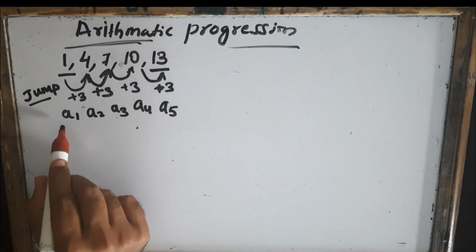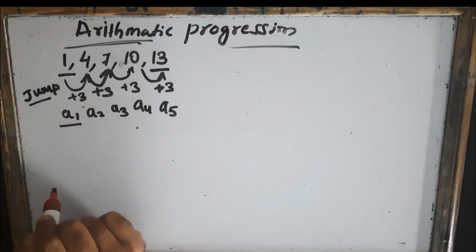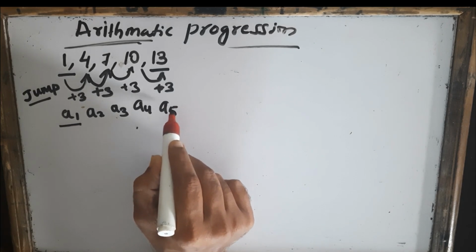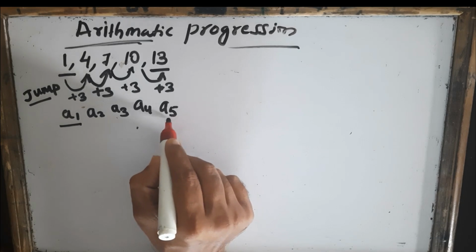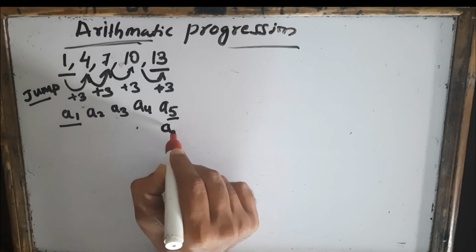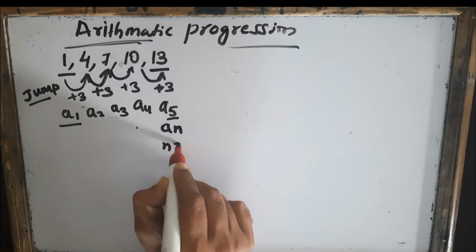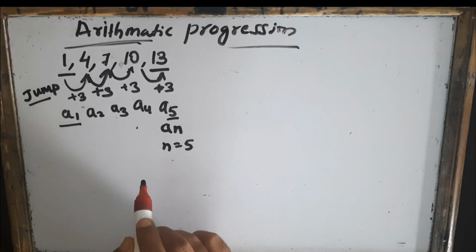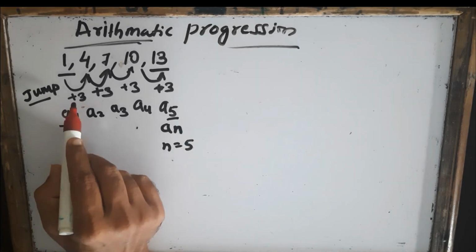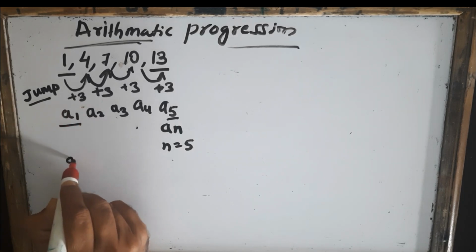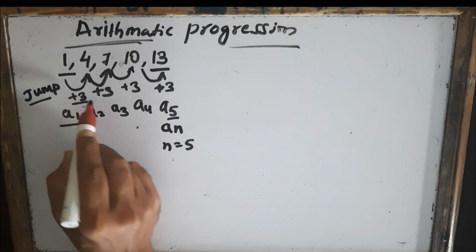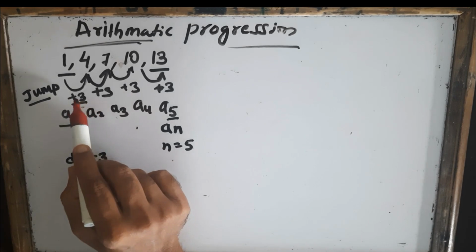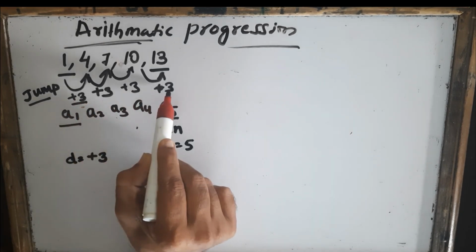Here you can see the first element is A1 and the last element is A5. 5 means we can call 5 as n. This is an. Here n is equal to 5. That means we have a total of 5 elements in this arithmetic progression. The difference, we call it d, is plus 3. You can observe the difference throughout this progression is common.